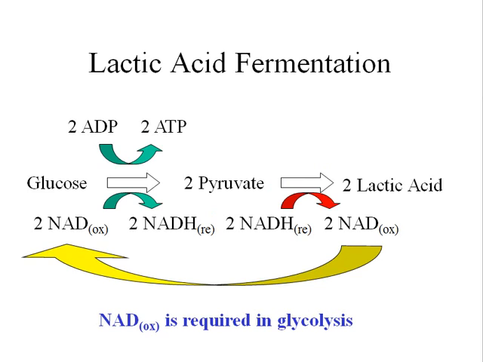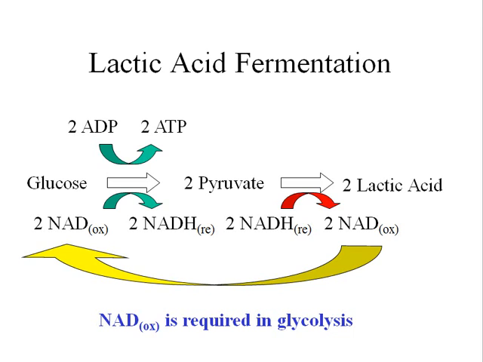The answer is pyruvate must be converted to lactic acid in order to regenerate NAD. NAD and NADH is in limited supply in the cells. It has to be constantly converted back and forth. Without NAD, glycolysis could not continue.